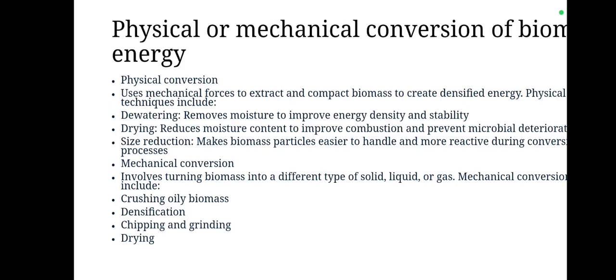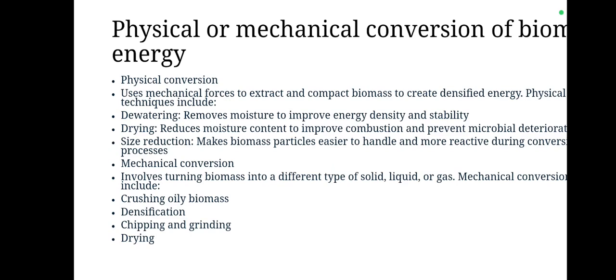And then the mechanical conversion method. It involves turning biomass into different types of solid, liquid or gas. The mechanical conversion includes crushing oily biomass, densification, chipping and grinding, drying. So these are some conversion techniques which are used to produce biomass energy.